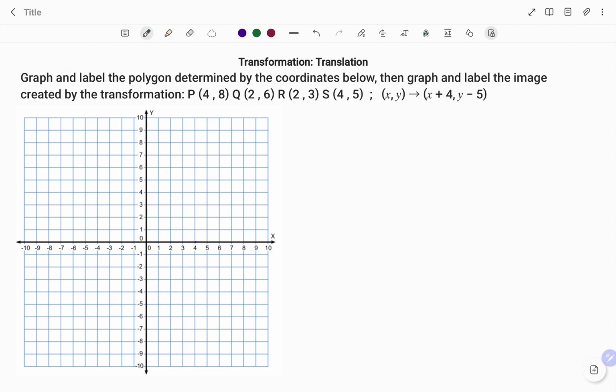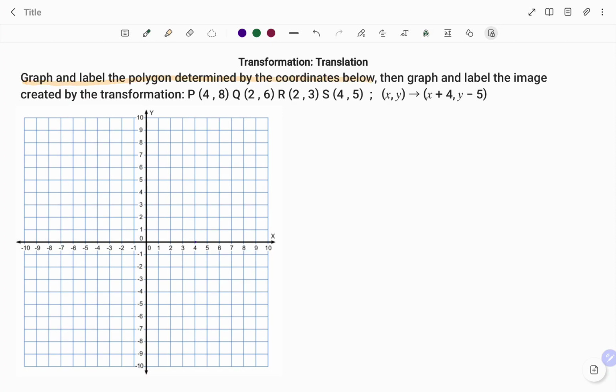In the example given, I have to graph and label the polygon determined by the coordinates below. Then graph and label the image created by the transformation. We are moving from (x, y) to (x plus 4, y minus 5). The first step says to graph the polygon determined by the coordinates below.